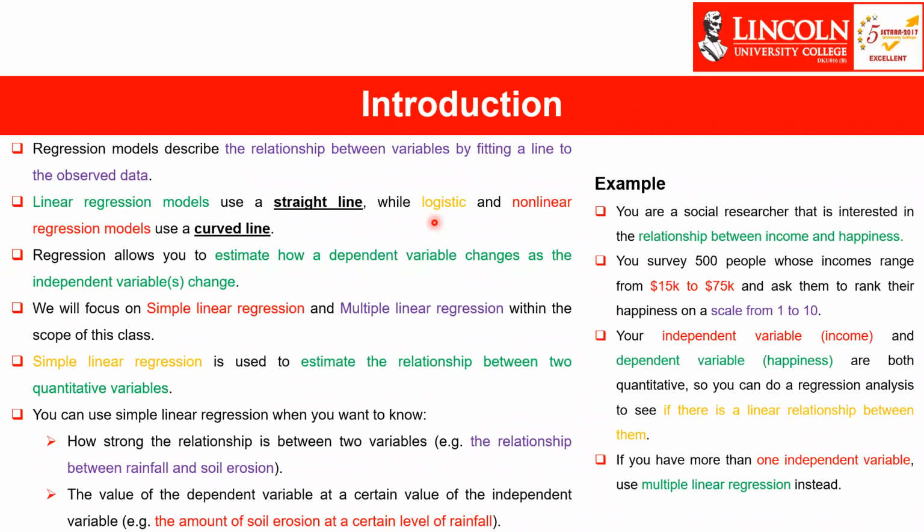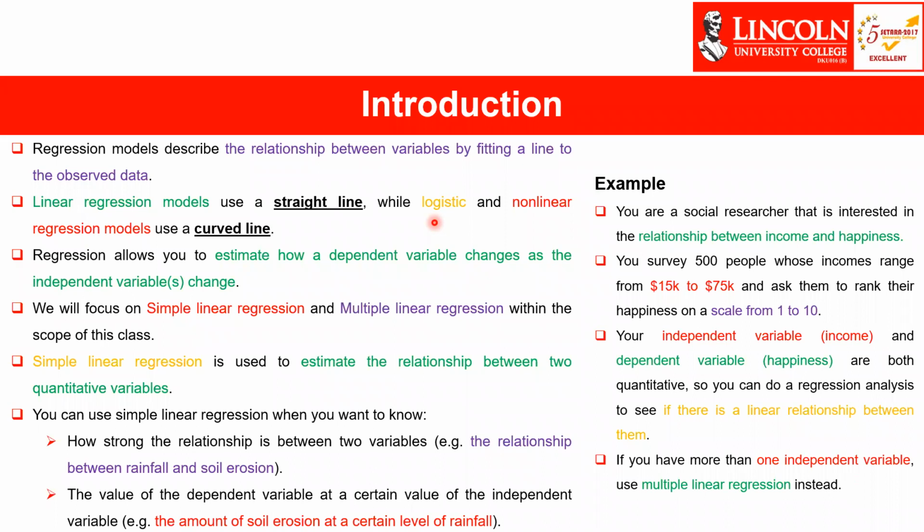So you can use simple linear regression when you want to know how strong the relationship is between two variables. The relationship between rainfall and soil erosion could be a good example. We may also want to know the value of the dependent variable at a certain value of the independent variable, so the amount of soil erosion at a certain level of rainfall.